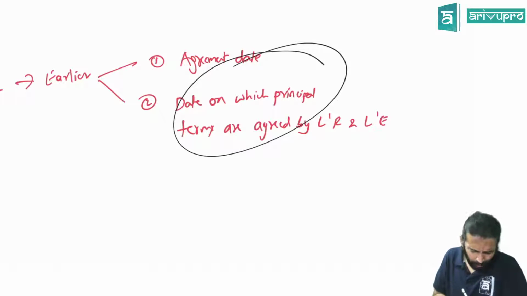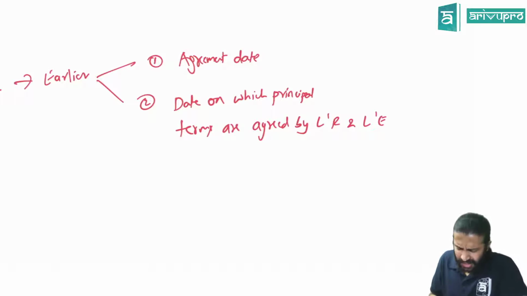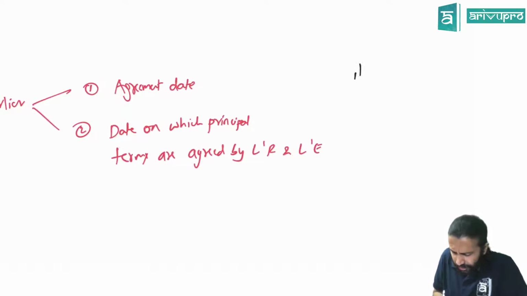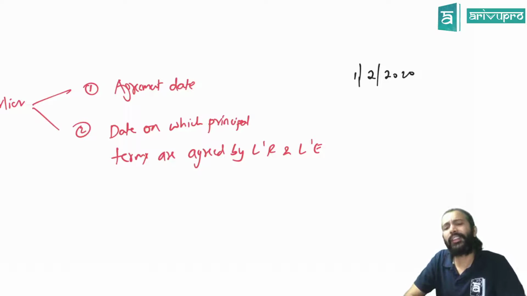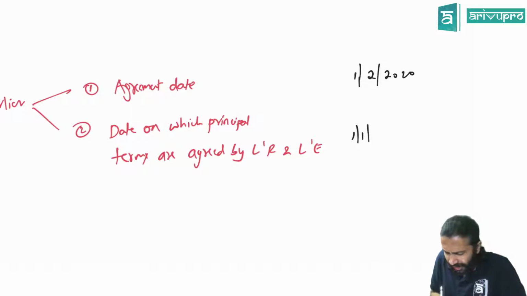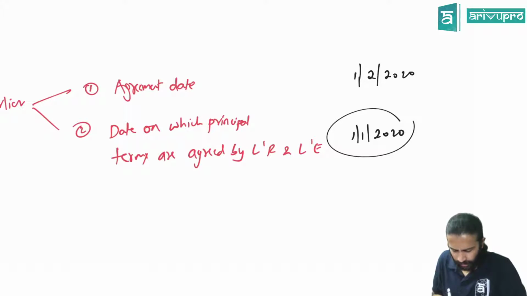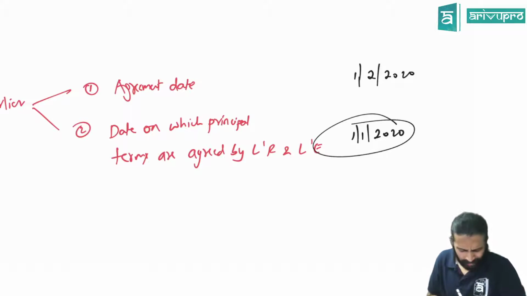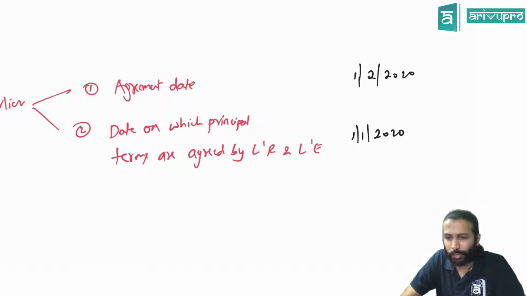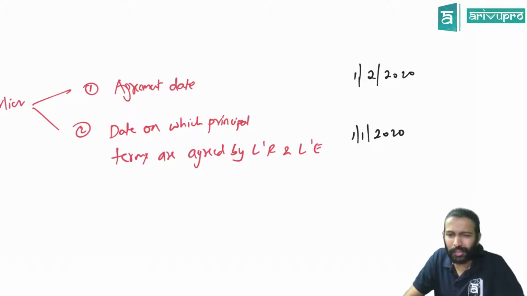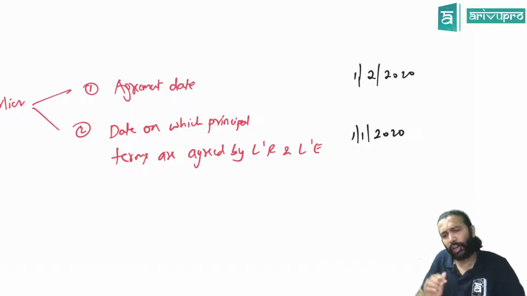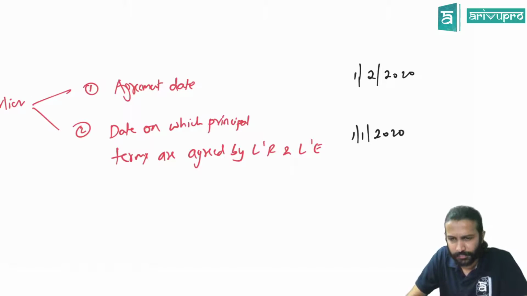Normally that will be the agreement date only. Sometimes what happens is, let's say the agreement date is 1st February 2020. But lessor transferred the asset to lessee on 1st January 2020 itself, because lessee said, I have some modification to make, some alterations to do. We'll get into an agreement on 1st February. For the time being, you give me the asset, I'll start the modification, and I'll also start paying you the lease rentals.